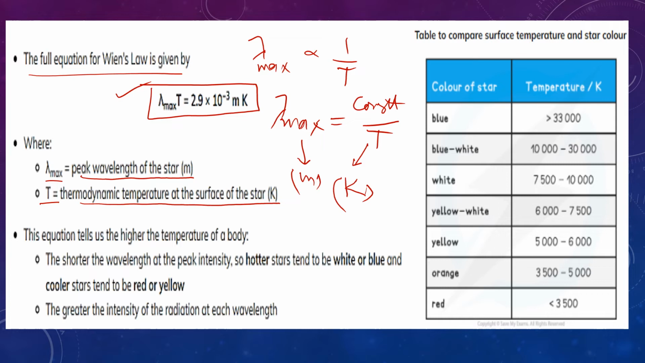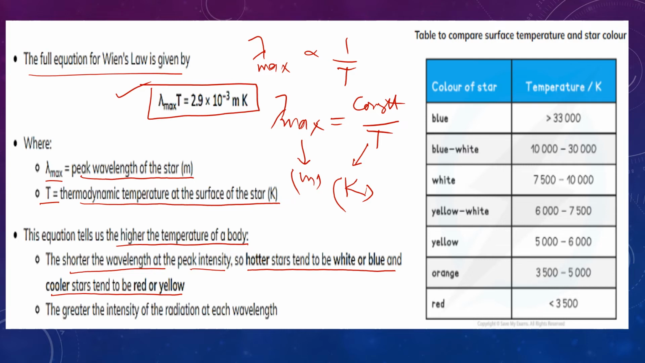Okay, so the equation tells us that if the temperature is higher, then the shorter wavelength at the peak intensity is going to happen. So the hotter stars appear to be white or blue and the cooler stars appear to be red or yellow.